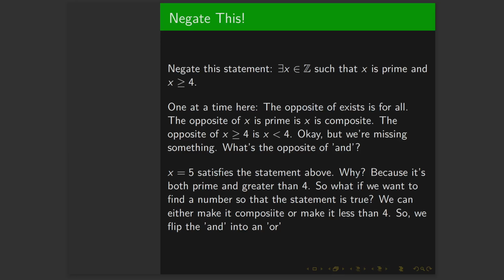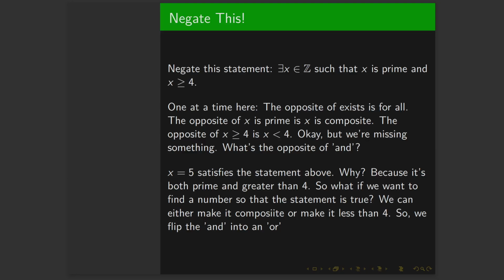Let's negate this statement: there exists an x in the integers such that x is prime and x is greater than or equal to 4. Now let's just take this one at a time. The opposite of there exists is for all. So we're going to say for all integers. The opposite of x being prime is that x is composite. And the opposite of x being greater than or equal to 4 is that x is less than 4.